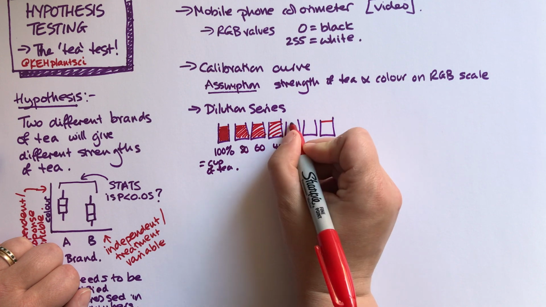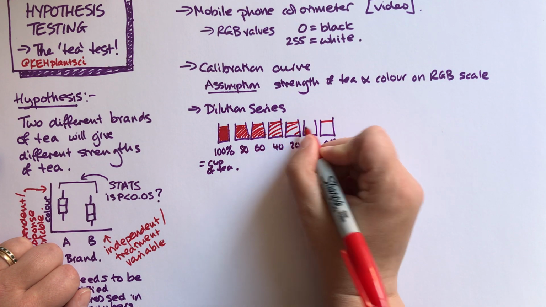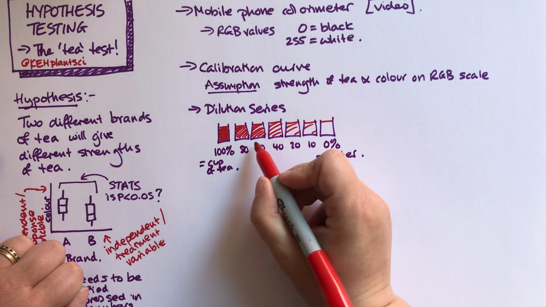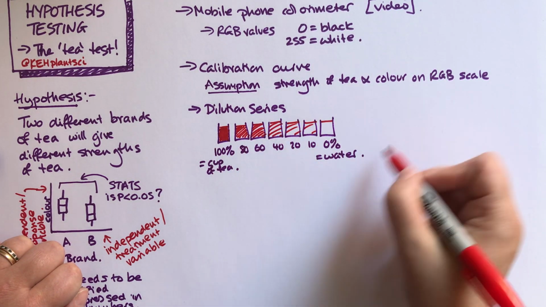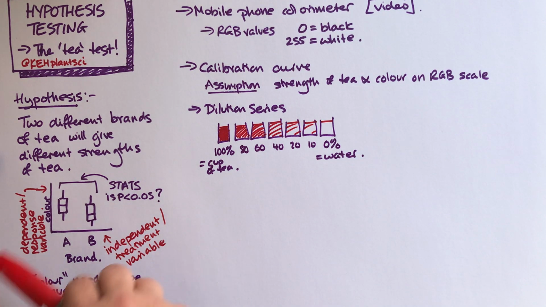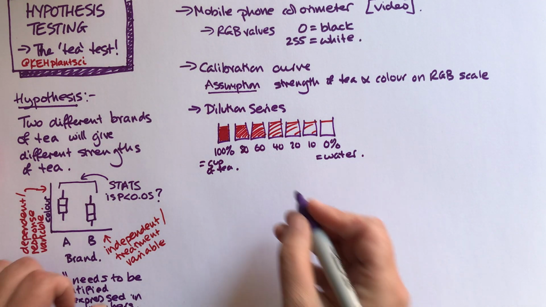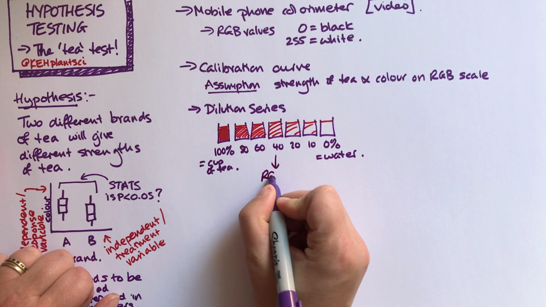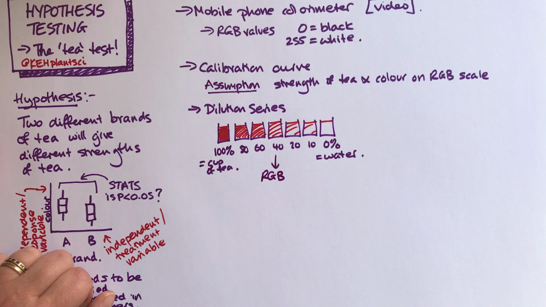40 be a bit weaker. 20 a little bit weaker. 10 weaker still. Okay, so I've kind of got different strengths. So I know that these are different strengths. I absolutely know that because I set them up to be different strengths. So what I want to do is to check it on the RGB scale and get the numbers.